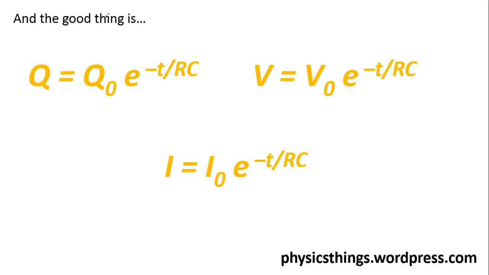And as I've mentioned so far, it turns out that we get the same relationship regardless of whether we're looking at charge, voltage, or current. They all have the same graph shape, that exponential decay with a very rapid rate of discharge to begin with that starts to level off. And they can all be calculated in exactly the same way.